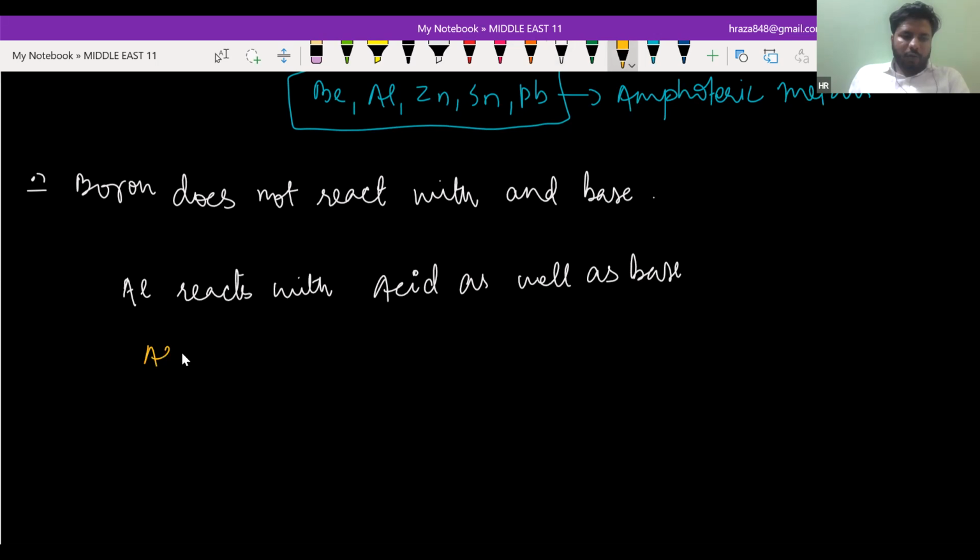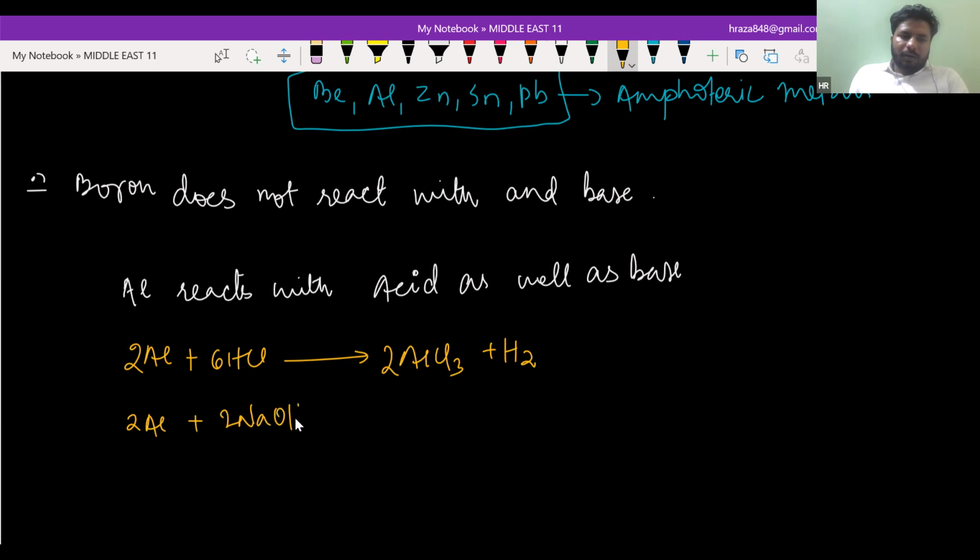So when aluminum reacts with 6HCl, it will give salt plus, you know that acid reacts with metal to give salt plus hydrogen gas. In the same way, if aluminum reacts with base, it will give sodium aluminate plus hydrogen gas.